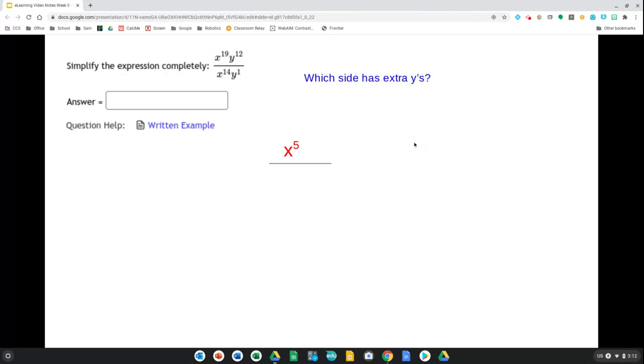So when you look at the y's, which side has more y's, the top or the bottom? Okay, the top does. And so my answer is going to have a y at the top. How many extra y's do I have? I have 12 at the top and 1 at the bottom. So how many extras am I going to have? Well, we would just take 12 minus 1, and 12 minus 1 is 11.